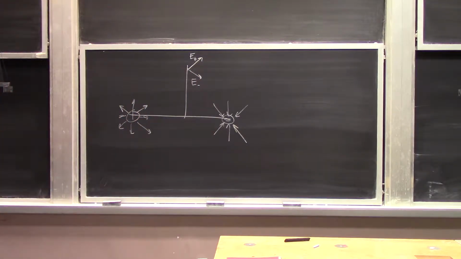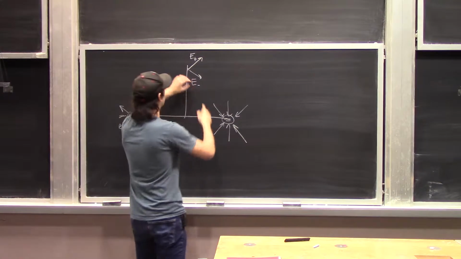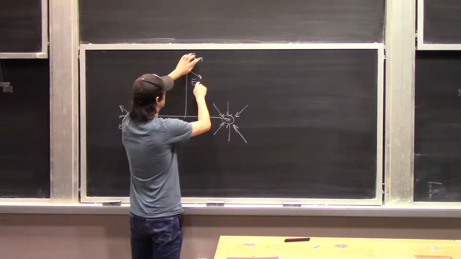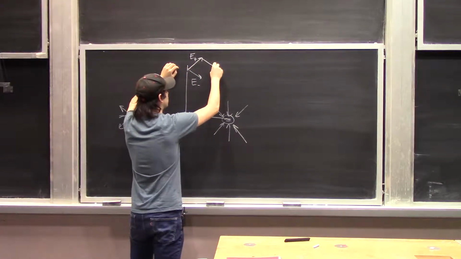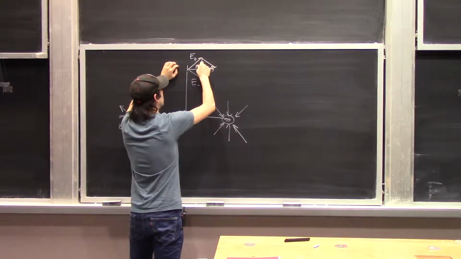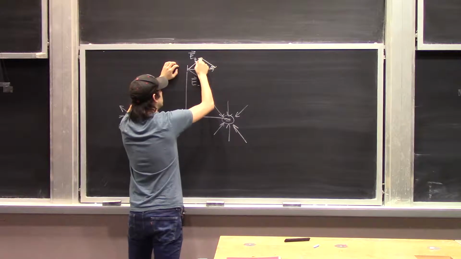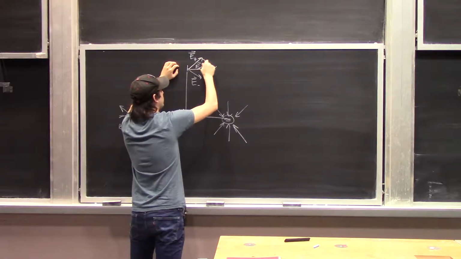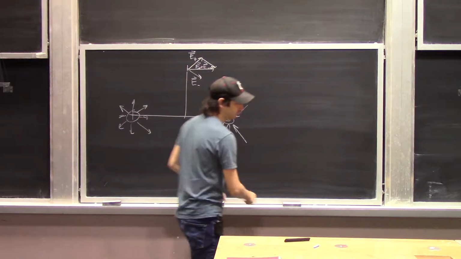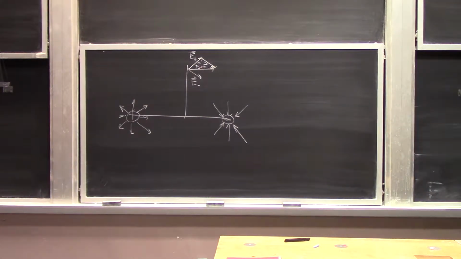When we add the two of these together, it's like taking this vector and shifting it so the tail starts at the head of this one. And so this goes like this. The y components cancel, and this is the vector E plus plus E minus, which is what we're looking for. Okay? Good.